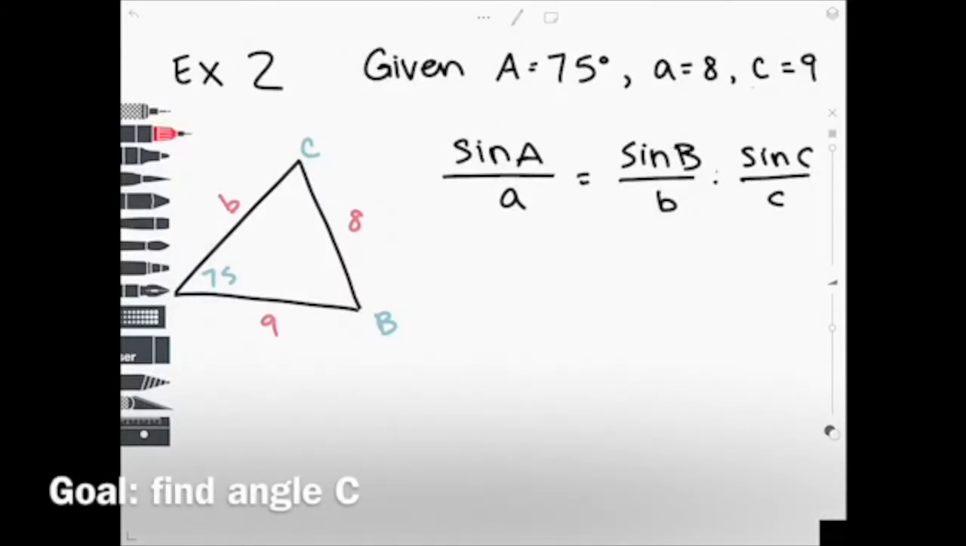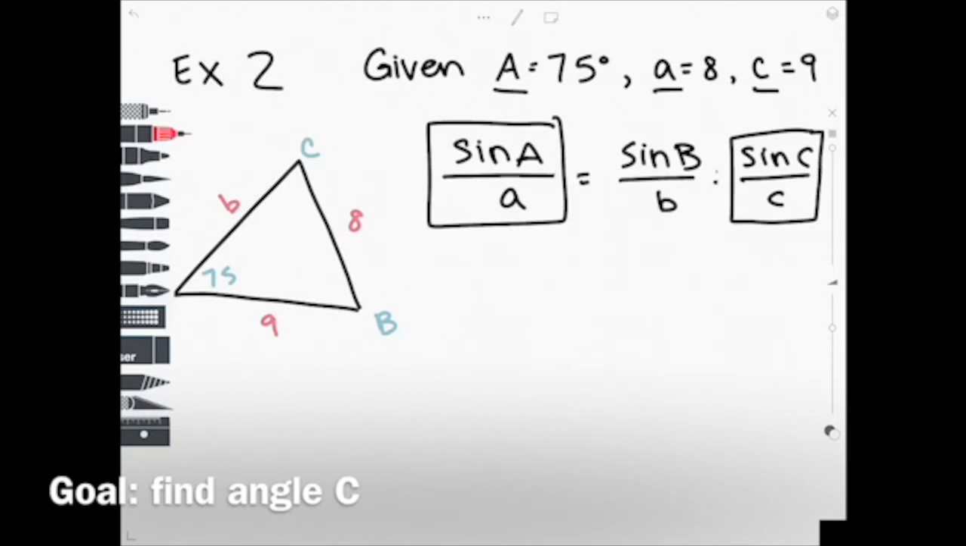So now we're going to give you an example with no solution. If you're given angle A and side length A, you know that you can use the equation sine A over A because you're given both of the values. You're also given side length C, which means that you could use the equation sine C over C as your other equation because at least you're given one of the values.